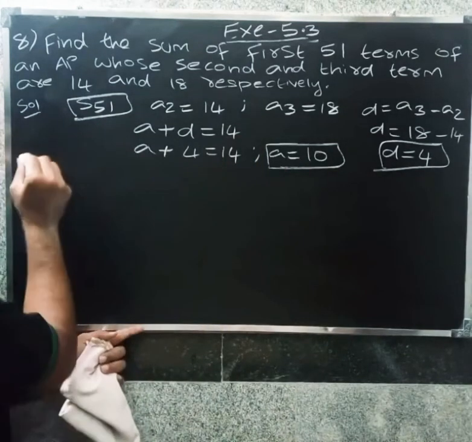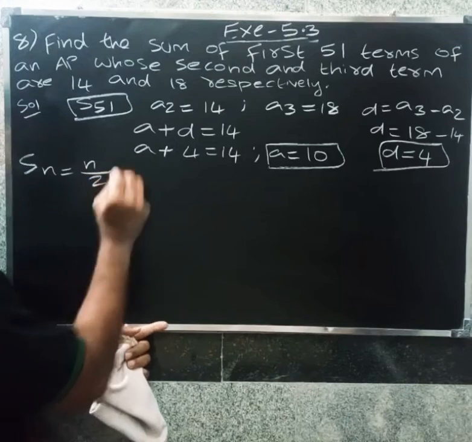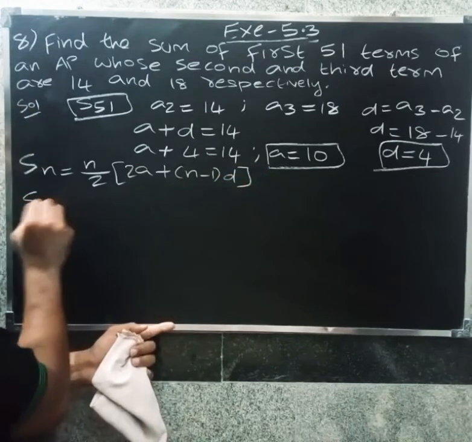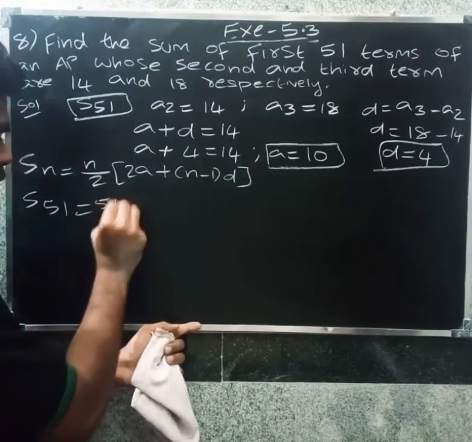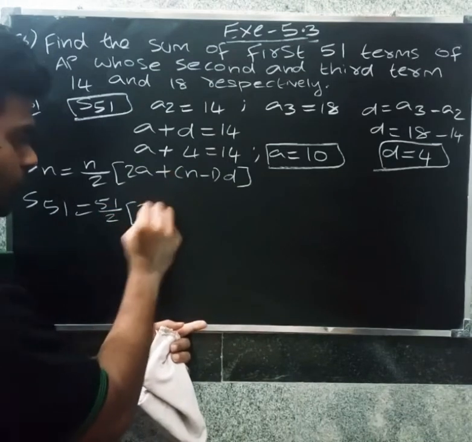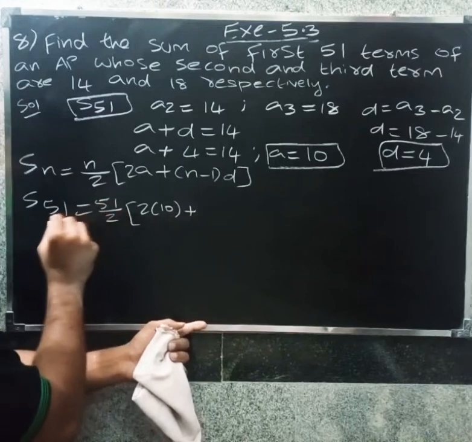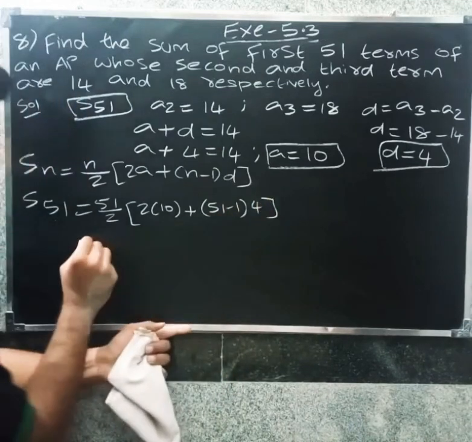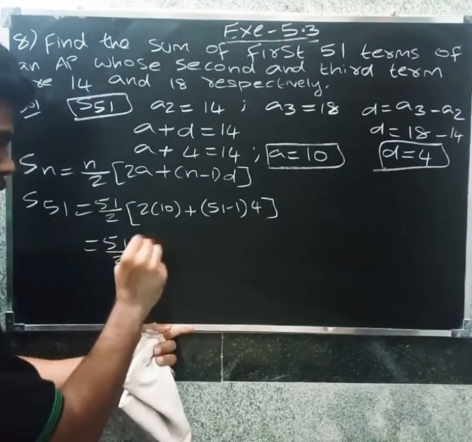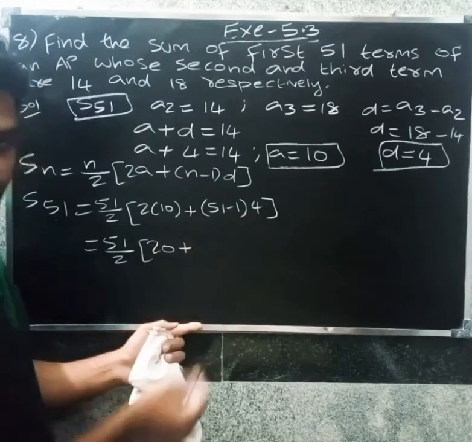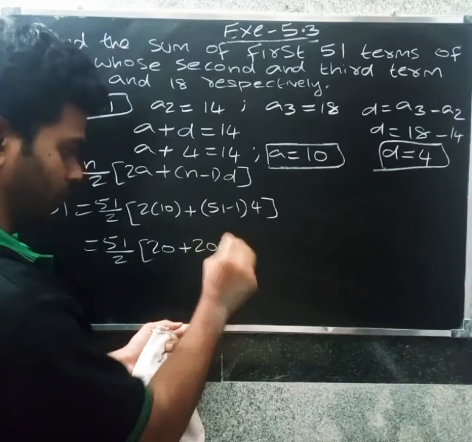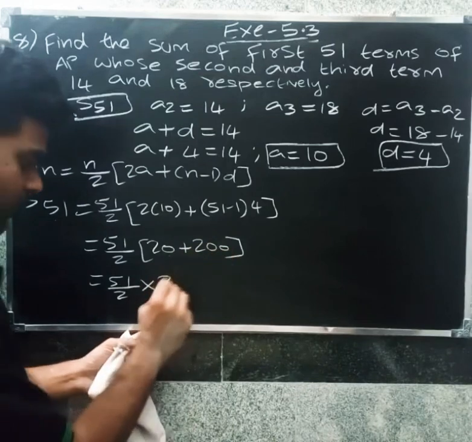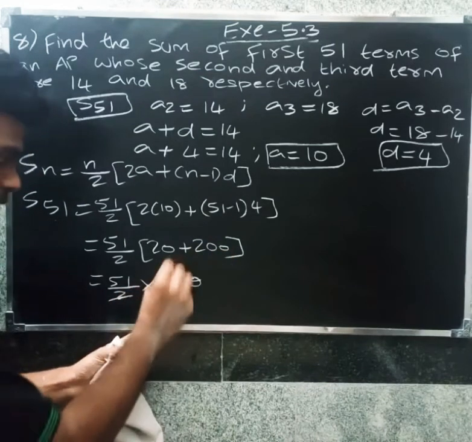Now we can find S51. So Sn equal to n by 2 into 2a plus n minus 1 into d. So S51 equal to 51 by 2 into 2a, so 2 into 10 plus 51 minus 1 into d. So 51 by 2, then 2 into 10 is 20, 51 minus 1 is 50, so 50 into 4 is 200. So 51 by 2 into 200 plus 20, which is 220. Cancelling, we get 110.